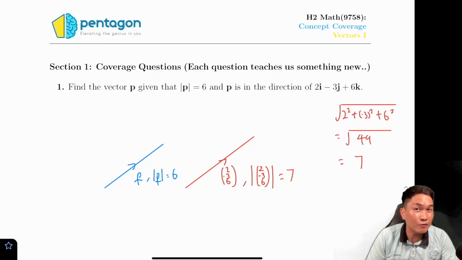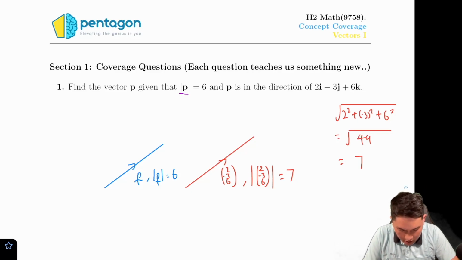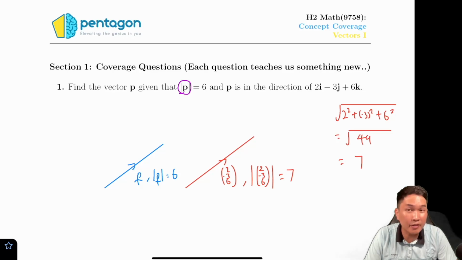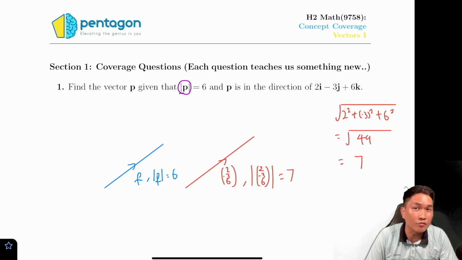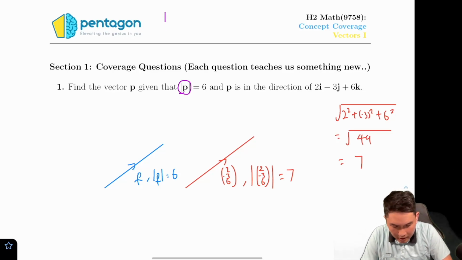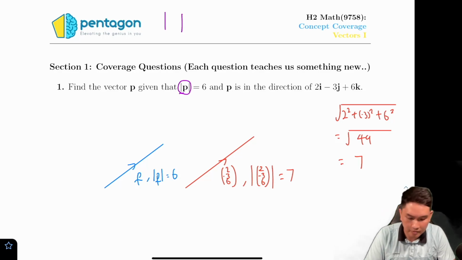Welcome back. This question is asking for a vector p, but we're only given 2 pieces of information. Number 1, p has a magnitude of 6. We like to use this notation, depending on how far you are along your JC mathematics. This one is called a modulus function. Let me introduce it very quickly for those who do not know.